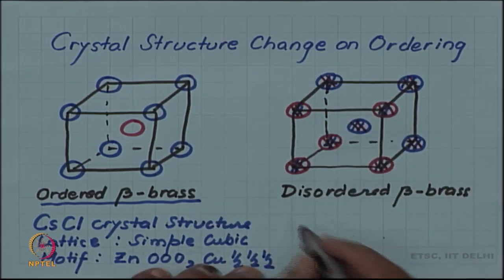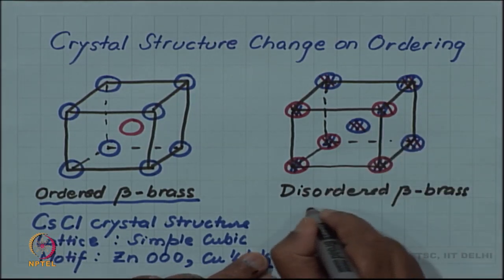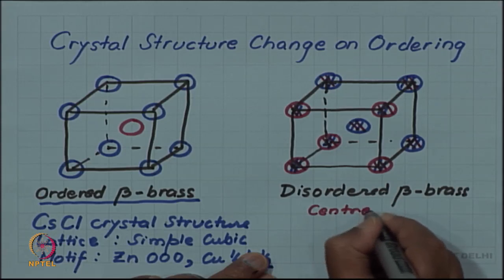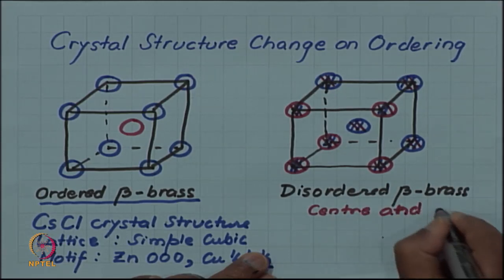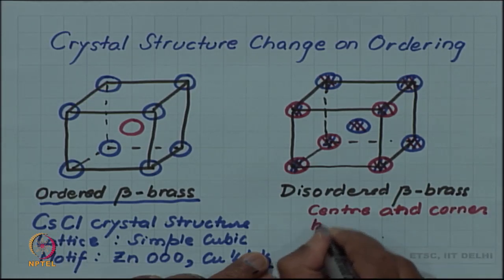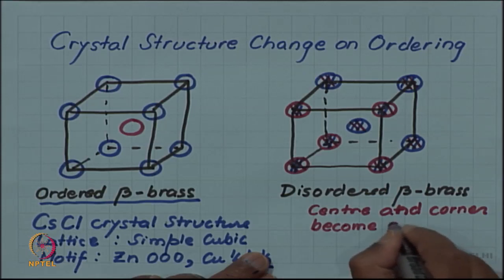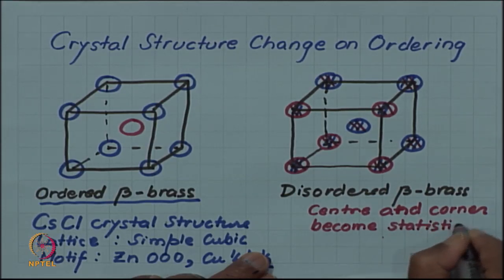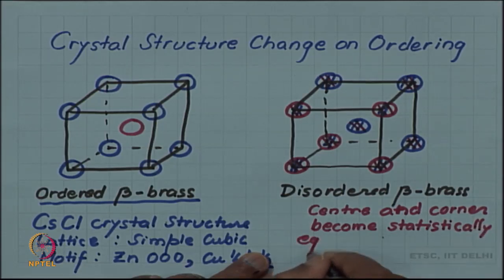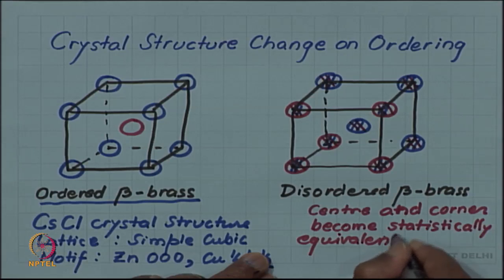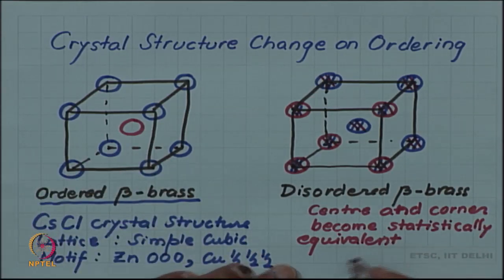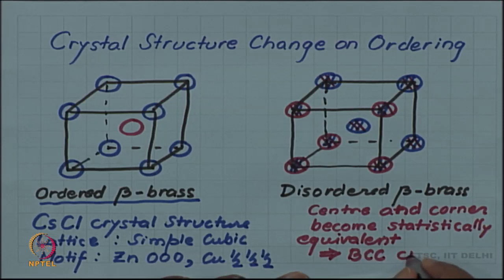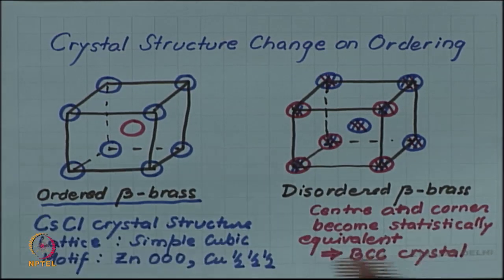So, for practical purposes, the center and corner become statistically equivalent, and in experiments this will behave like a body centered cubic structure. So, this becomes a BCC crystal. Here center and corner do become identical. So, with this we end this topic.